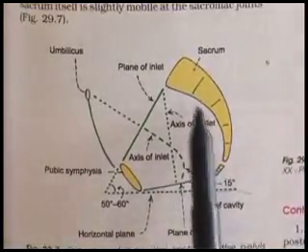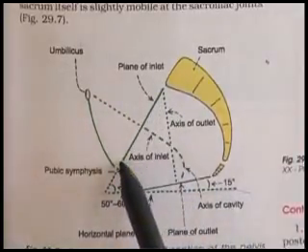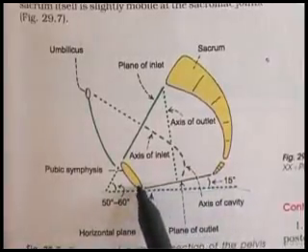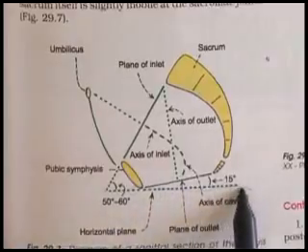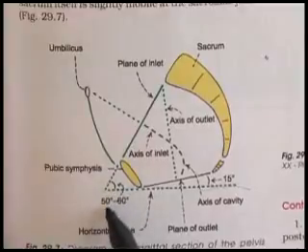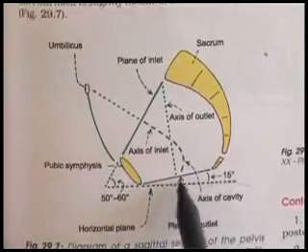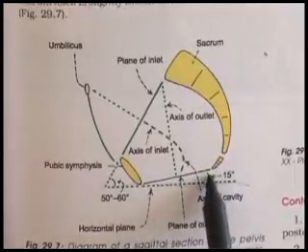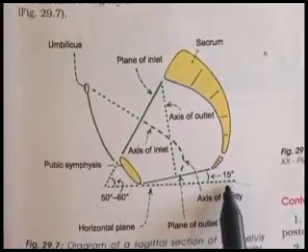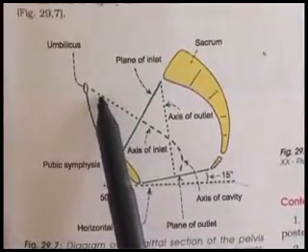This figure shows the plane of inlet, the plane of outlet, and the horizontal plane. The plane of inlet makes an angle of 50 to 60 degrees with the horizontal plane, and the plane of outlet makes an angle of about 15 degrees with the horizontal plane. The axis lies at right angles to the center of the plane.